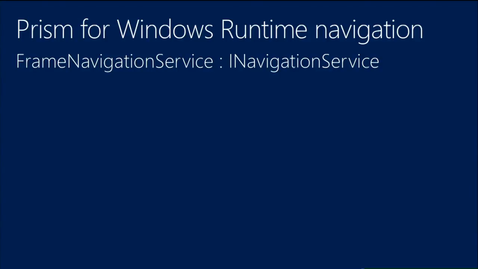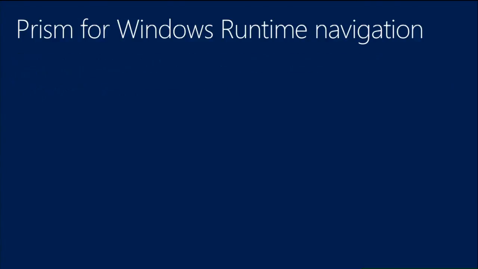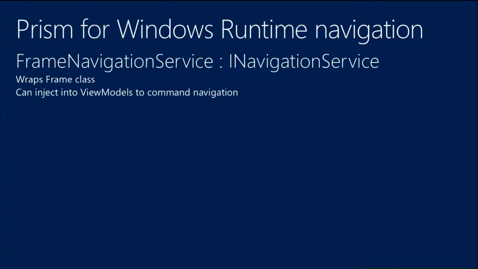So what Prism has relative to navigation is, since the frame is the center of the universe as far as WinRT is concerned for controlling navigation and subscribing to events about it, we need to make that accessible to your view models, but we don't want you directly coupled to the frame class, as I talked about. So Prism wraps the frame in this thing called the frame navigation service, and puts an interface on it so that you can just depend on the interface and be mockable or substitutable in a unit test environment. This thing just wraps the frame class.